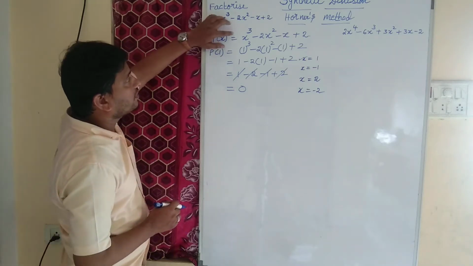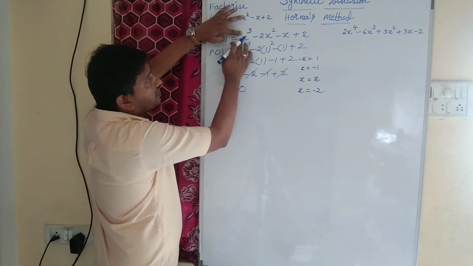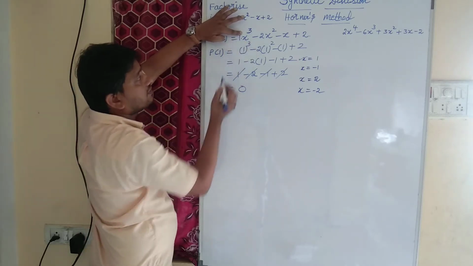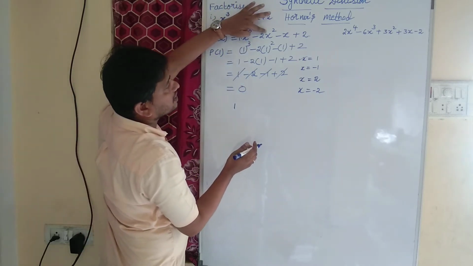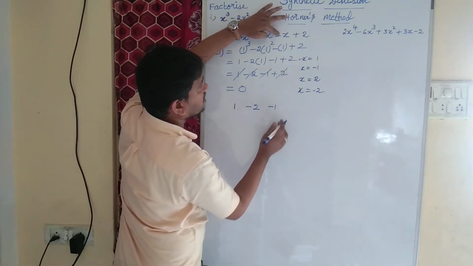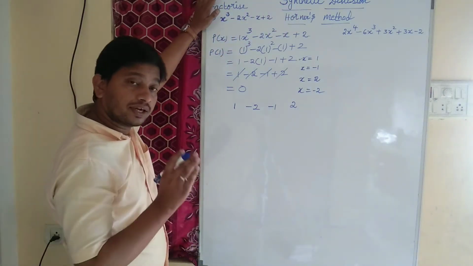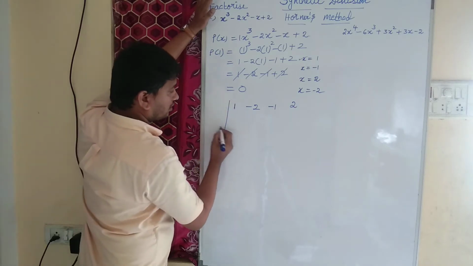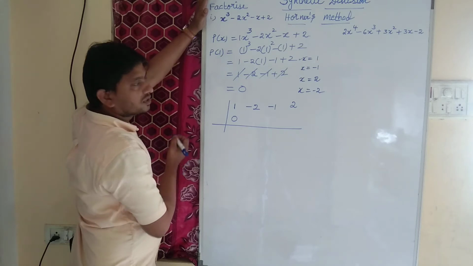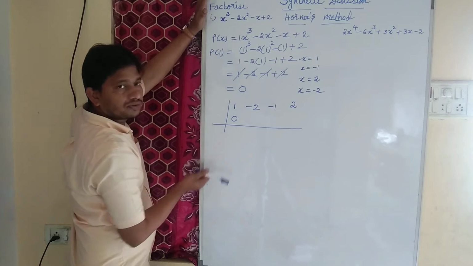For that we have to check first of all the coefficients. What is the coefficient of x cube here? Nothing is there, in the sense 1. Then the coefficient of x square is minus 2, then the coefficient of x is minus 1 and then the constant term 2. We have to write its coefficients, right? Then we have to place over here 0, and when we substitute 1 in place of x we got result 0, right?